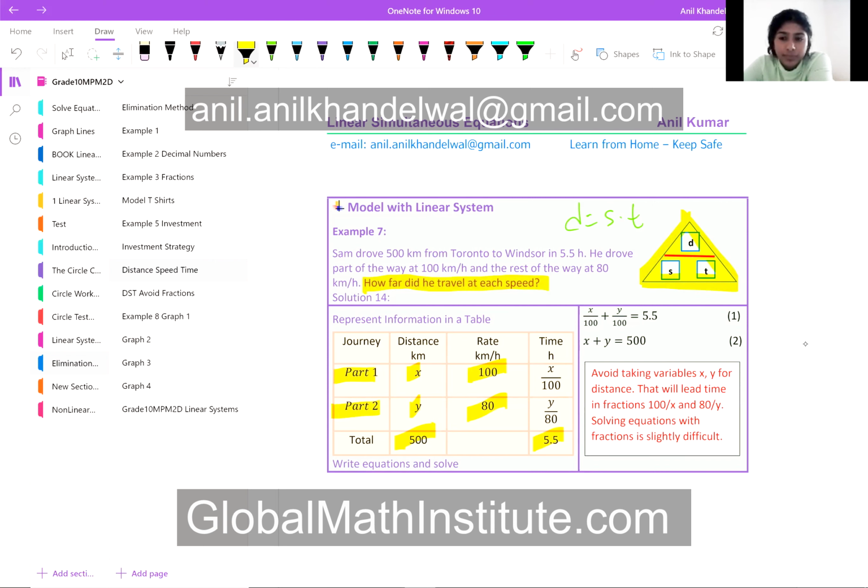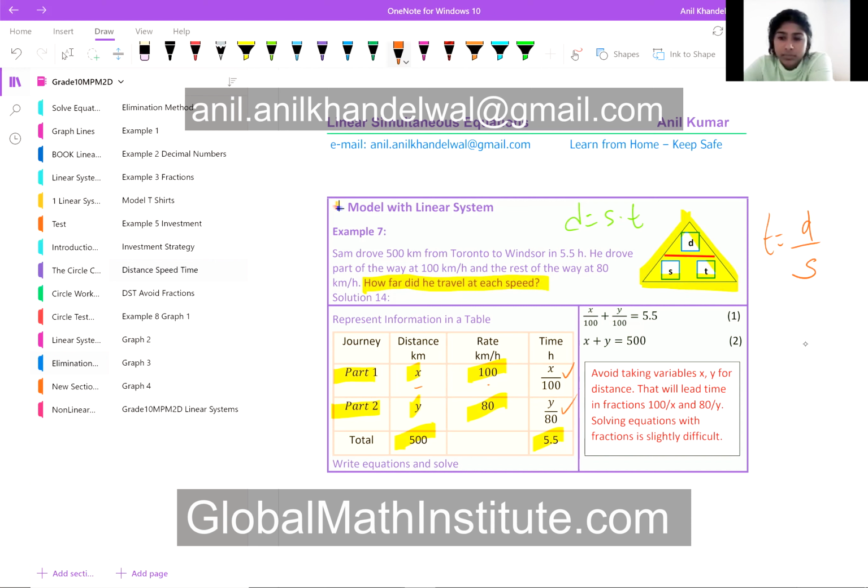So one approach could be, very important, you find time. And you know from here, what is time equal to? Well, we know from here that time is equal to distance divided by speed. So I did this: time, distance, speed. So distance was x. I divided x by 100 and then y divided by 80.